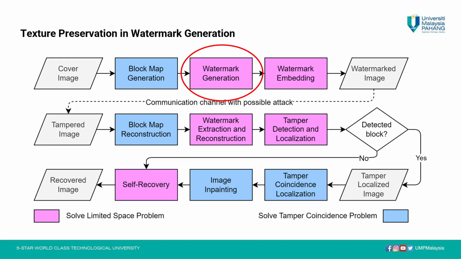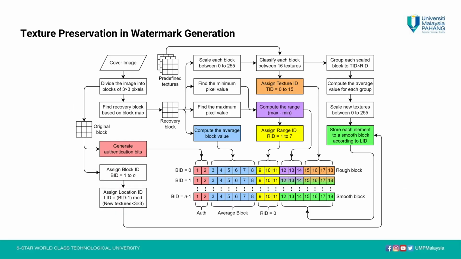So here in the watermark generation, we have data to be embedded into the image itself. So like this one, the cover image, we will divide the image into non-overlapping blocks of 3 by 3, and then we will find the recovery data here. We will find the authentication data also.